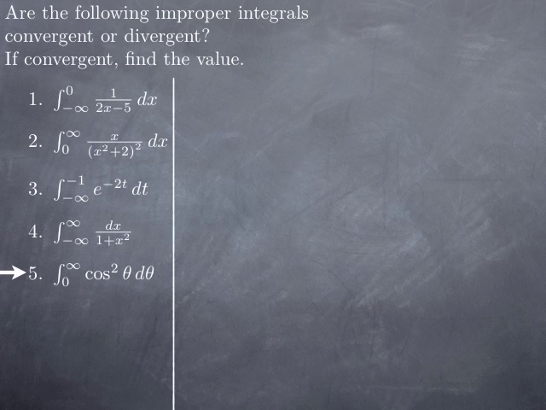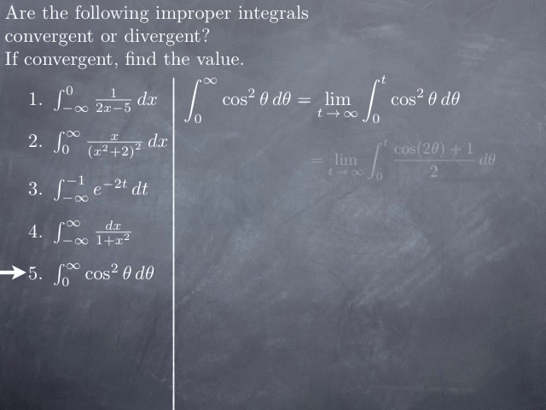Now we have a fifth example, which is the integral from 0 to infinity of cosine squared theta. So, by definition, it is a limit as t goes to infinity of the integral from 0 to t of cosine squared, and we have seen several times how to integrate cosine squared theta. We do that using the double angle formula, and therefore replacing cosine squared of theta by cosine of 2 theta plus 1 over 2.